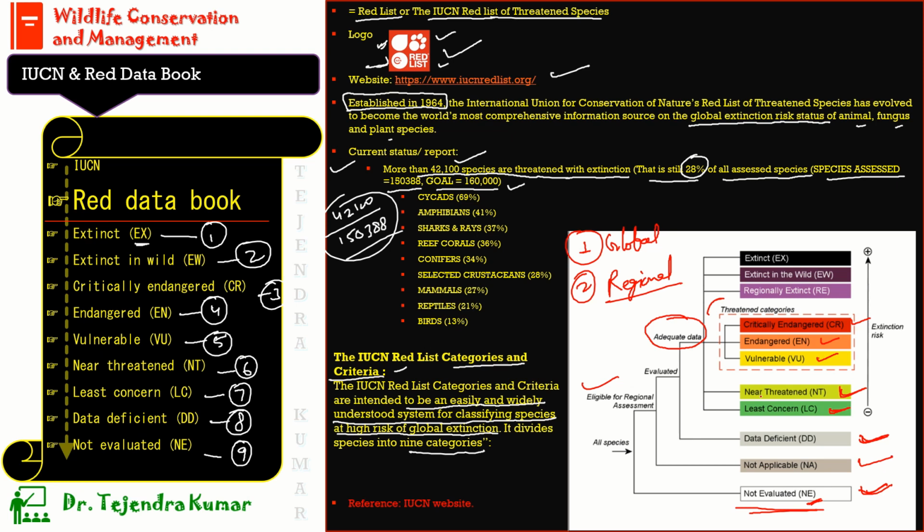So these three are the most valuable categories. If we have to conserve, then we have to target these categories. If we have to save fauna, flora, population or biodiversity, then we have to target the threatened category so that we can achieve something. Near threatened and least concern can also be used, but these are not under the threatened category.